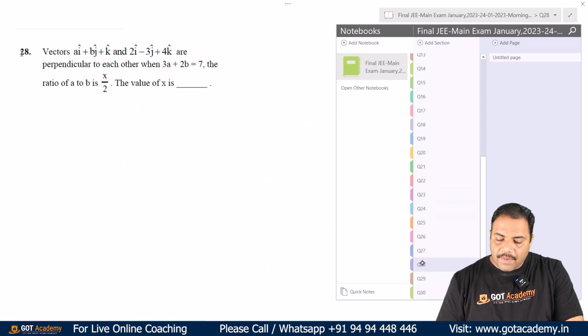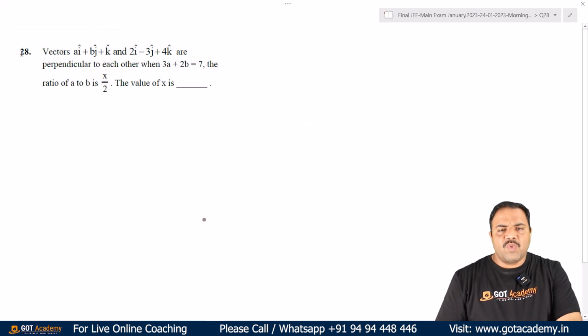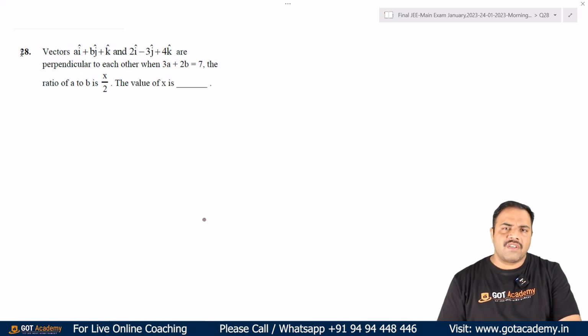So there are two vectors that are perpendicular to each other. When two vectors are perpendicular, you can go for a dot product or a cross product. Better to go for the dot product. Why? Because in the dot product, A dot B equals AB cos theta.